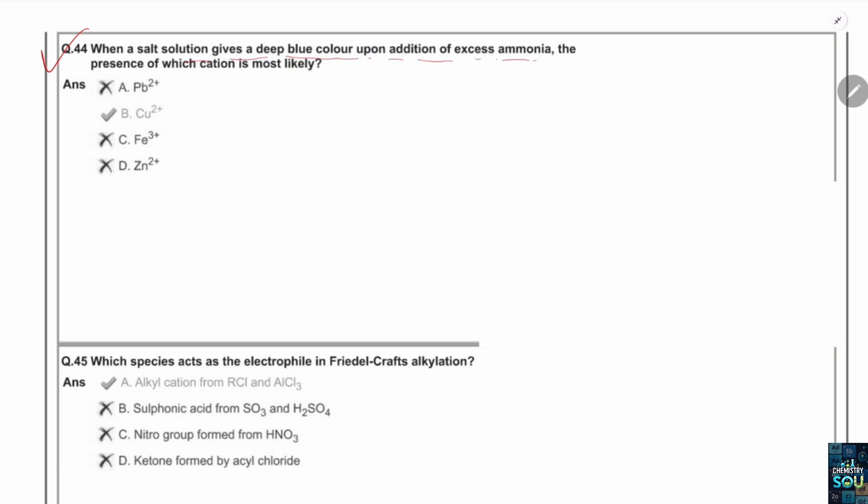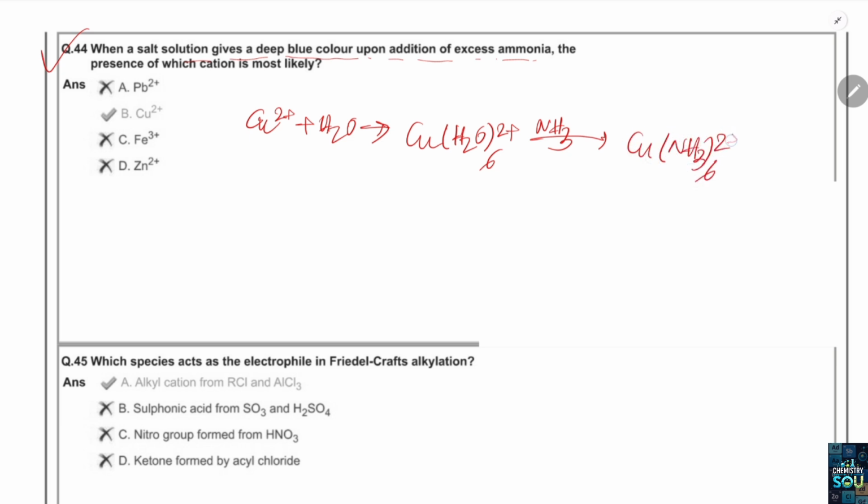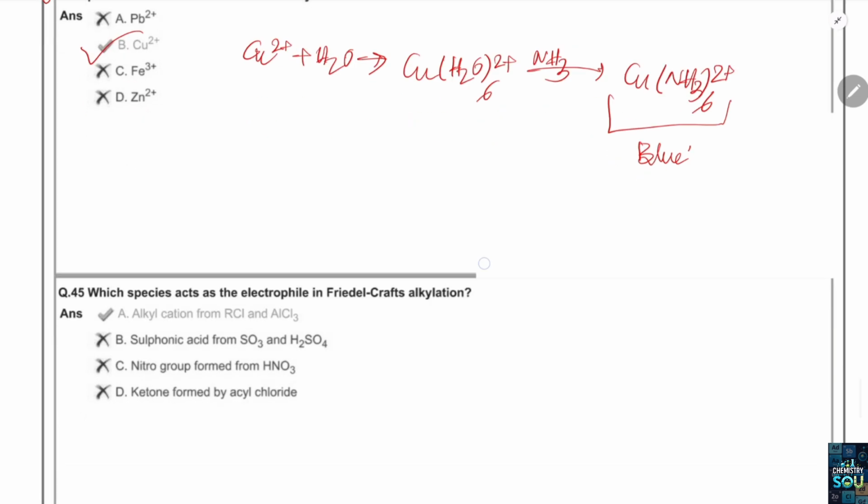In question number 44, when a salt solution gives a deep blue color upon addition of excess ammonia, the presence of which cation is most likely? In a salt solution, copper 2 plus when hydrated is Cu(H2O)6 2+, but in the presence of excess ammonia, it will generate Cu(NH3)6 2+. So this is a deep blue color. So the correct answer will be B.